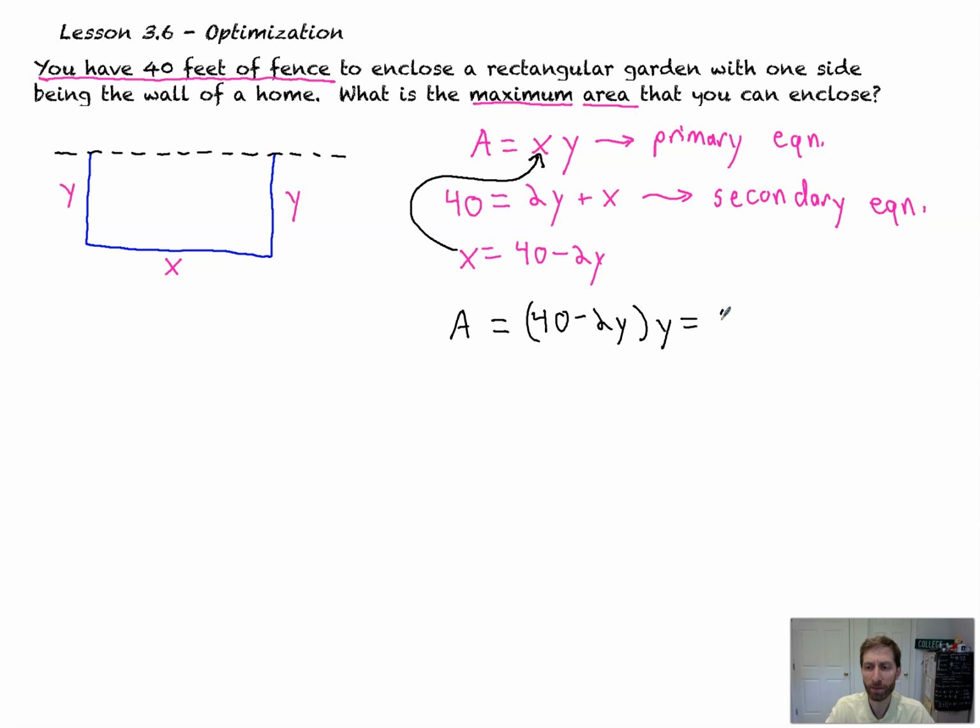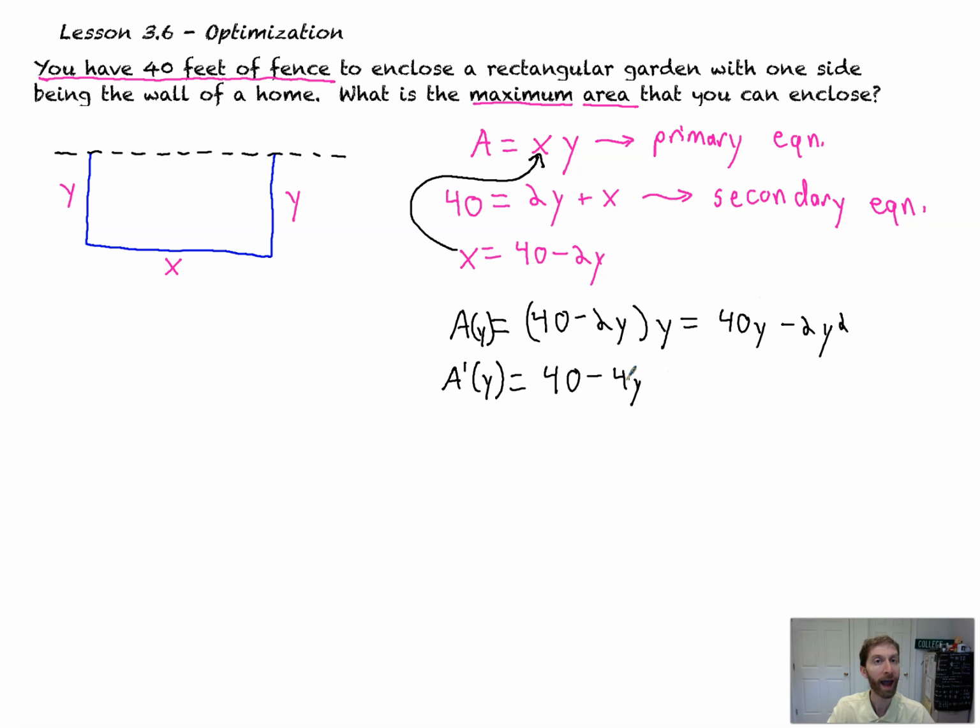So this will be 40 times y, distributing the y, minus 2y squared. And that's equal to a. Now, we're going to derive this. This is with respect to y that we're deriving. So it's not implicit. You're taking the derivative with respect to y. So you're literally doing like a prime of y, if you will. If you want to write it that way, this being a of y, a function in terms of y. So the derivative is very simple. It's going to be 40 minus 4y.